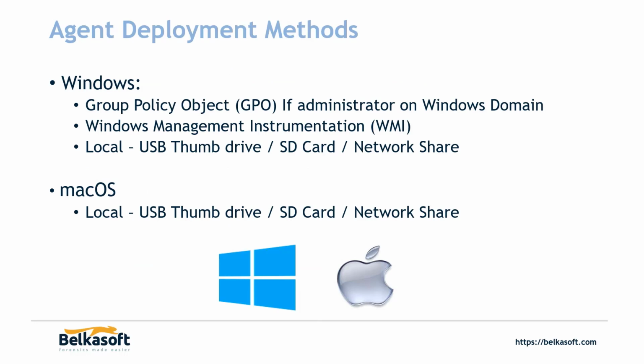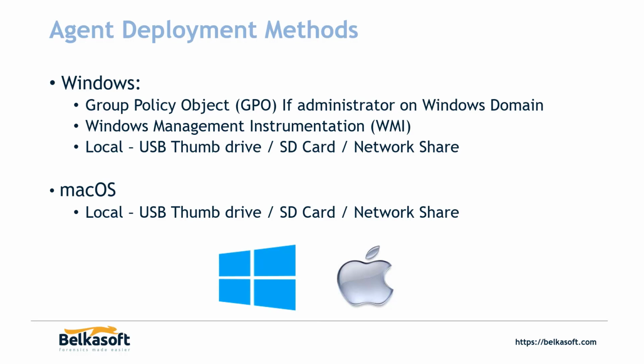So now what I'm going to do is talk about the agent deployment methods, how we can manage to send this agent remotely to said endpoints in a remote location. Well, it's going to be different based on the platform. When it comes to agent deployment for Windows machines, we have 3 different options. We have a group policy object deployment, and this requires you to be an administrator on a Windows domain. So this is really good for the mass deployment option.